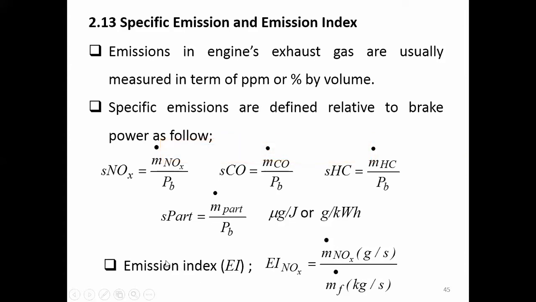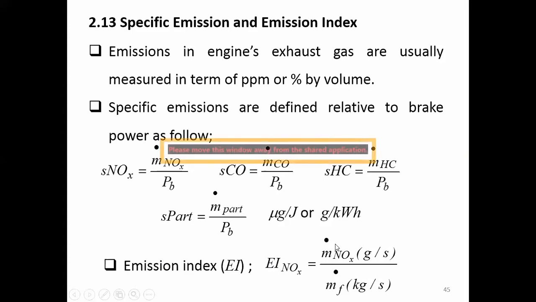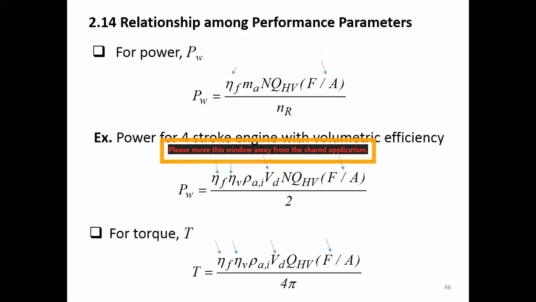Right? The emission index is measured between what? The mass flow rate of the emission and the mass flow rate of the fuel. Okay, so if we want to find the emission index for the NOx, then we have the mass flow rate for the NOx divided by the mass flow rate of the fuel. Other emissions are the same for the emission index.